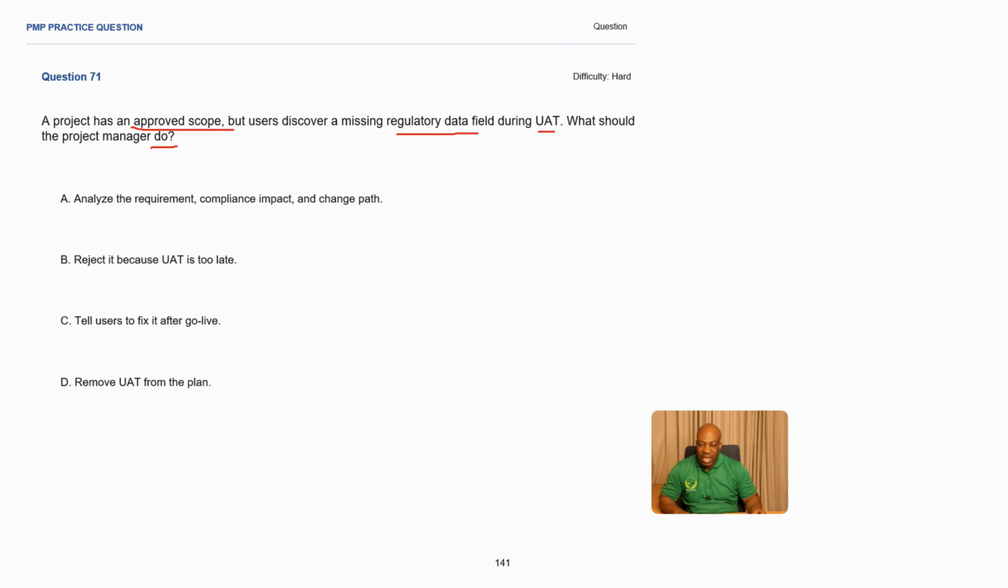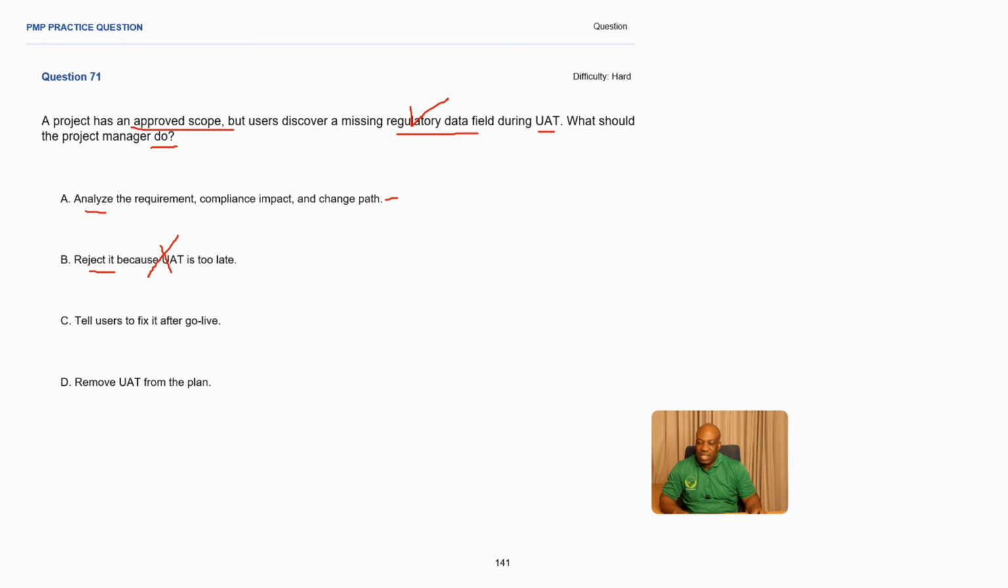So let us look at the answers now. A, analyze the requirement, compliance impact, and change path. Okay, I like the word analyze. Analyze allows you to have more information on the issue. Reject it because UAT is too late. You cannot reject this. This is a regulatory issue. It's mandatory. You have to do it. So this is not an answer.